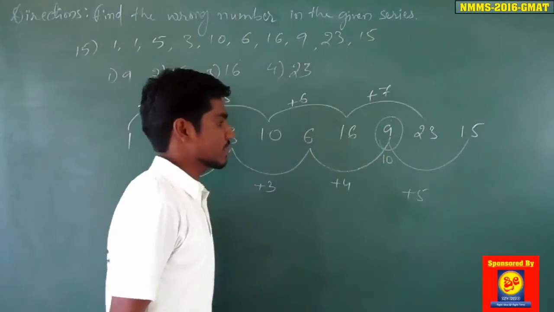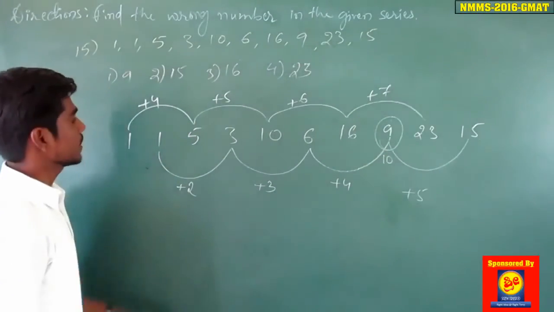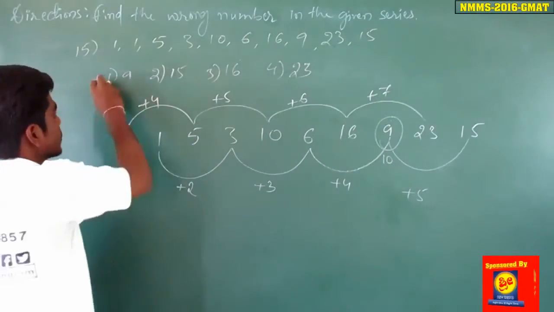Now let us check the given options. The first option itself is 9, which is the right option.